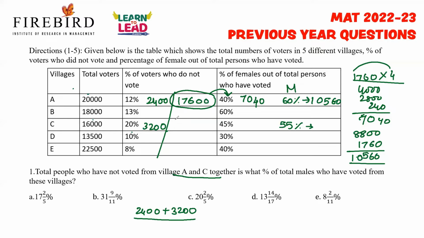It can be calculated by doing 16,000 minus 3,200. 16,000 minus 3,000 is 13,000. So 13,000 minus 200, 12,800 voters voted in village C. And I need to calculate 55% of 12,800. So 50% is 6,400, and another 5% is 640. If I add both the values, I'll get 7,040.